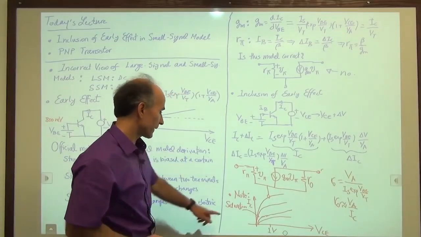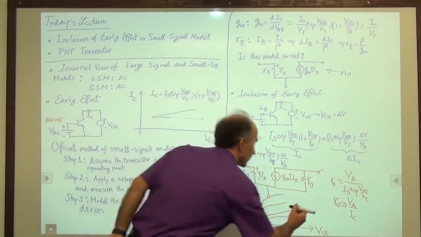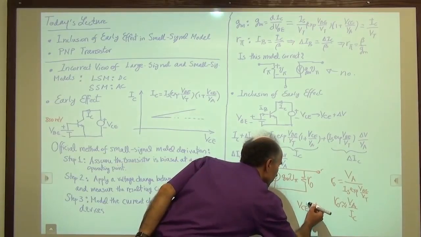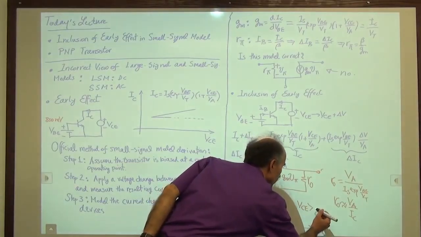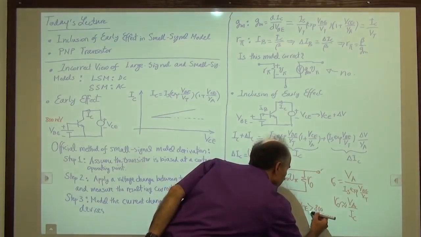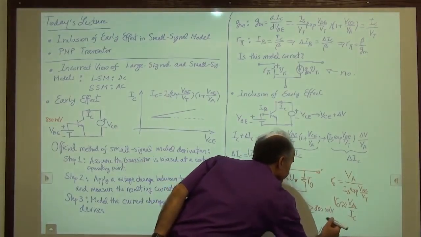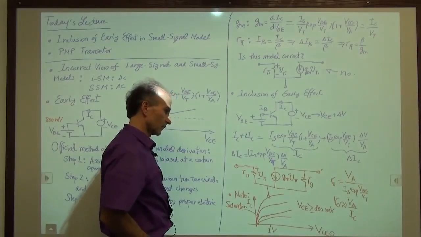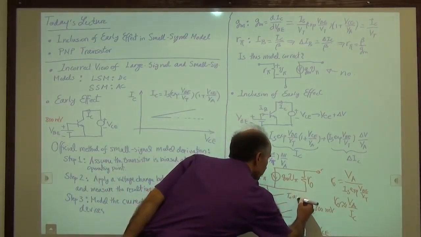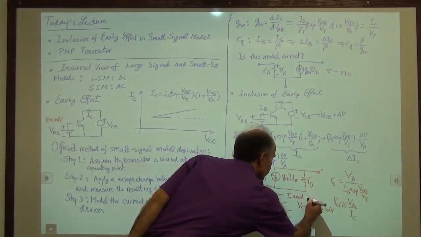All right, so to avoid saturation, we say VCE should be greater than 800 millivolts.